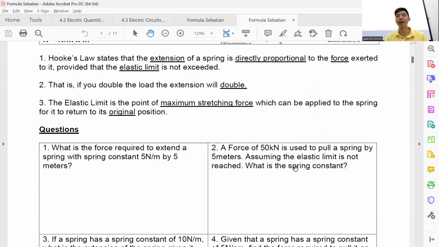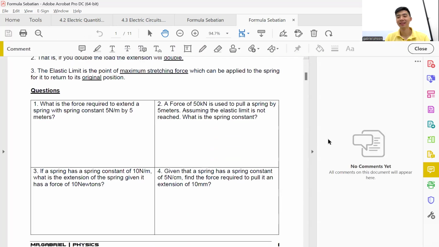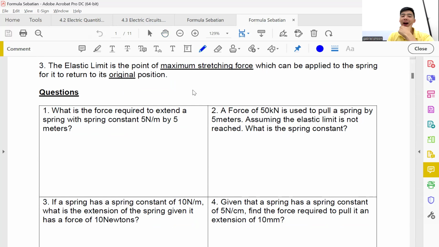Okay, guys, for those who are not done yet, it's time to check the answers. For those who are struggling to complete these 4 questions, it's always good to identify what they want from you and what information is given. In this scenario, they're asking you to find the force, given the spring constant and given the extension. Then you write the formula F equals Kx, and your F would have been 5 multiplied by 5, which will give you 25 newtons. Straightforward. And the same thing for question number 2 as well.